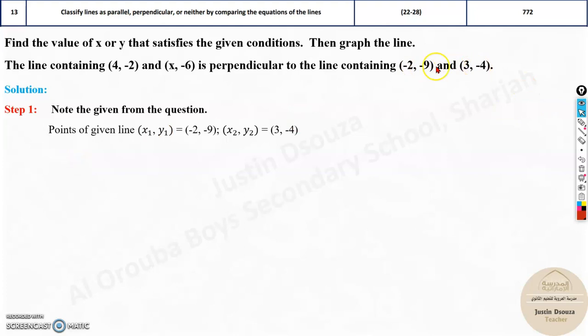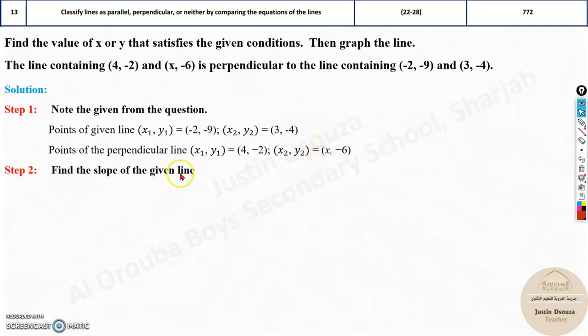All you need to do is, this is the given. Note what is given. Given line is over here: x1, y1 is (-2, -9), x2, y2 is (3, -4). Then the points of the perpendicular line which we have to solve, x1, y1, x2, y2. But remember, x2 is unknown, so it is x. That's why we write it x.